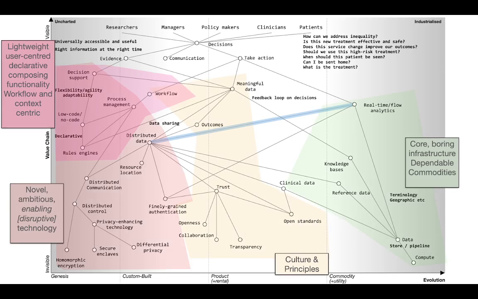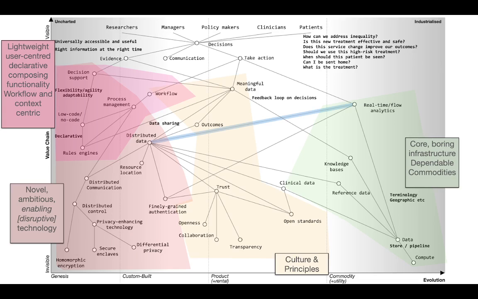So I think this map's really helpful. Up at the top left, we've got lightweight, user-centered, declarative applications that are composing complex tools. They're predicated upon workflow and process. They allow users in the health system to build processes, build workflows to systematize healthcare. If you're coming in for an operation, it needs to be like a flow of work, carefully orchestrated.